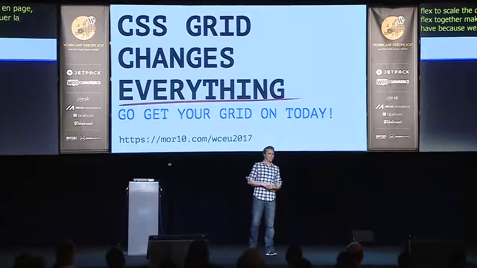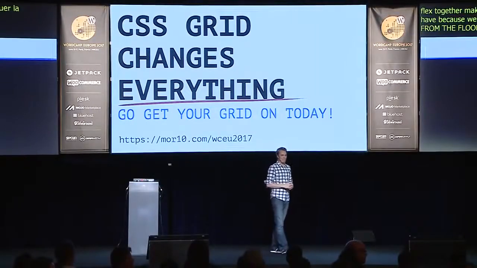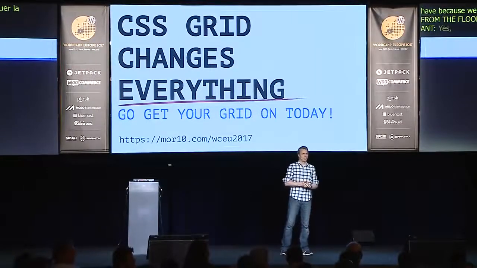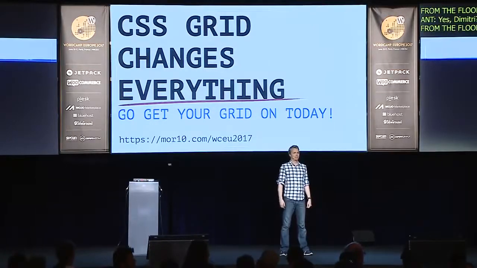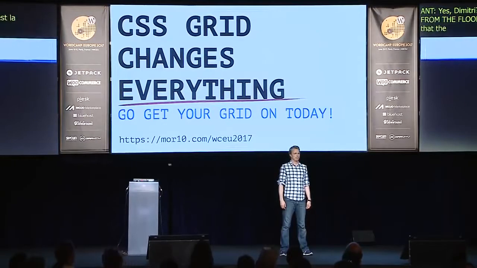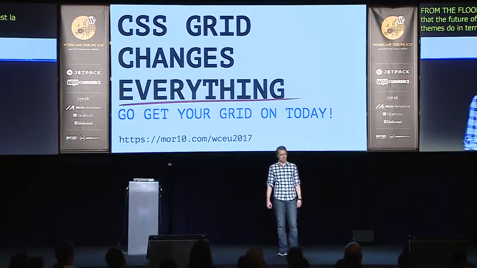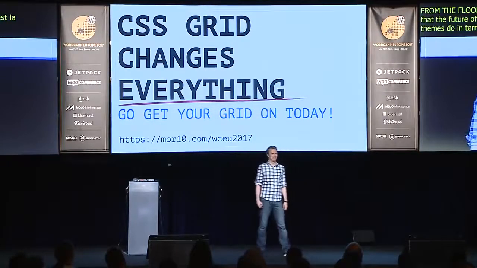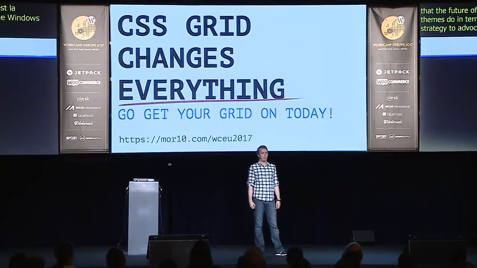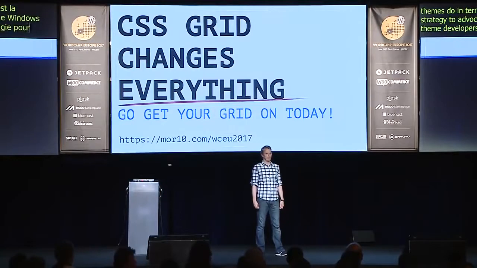Cheers. OK, yes, again, Dmitry. Hi, Morten. Thanks for the great talk. My question is, I know that the future of the web is influenced by what default WordPress themes do in terms of layouts, in terms of CSS, in terms of HTML. Do you have a strategy to advocate CSS Grid to use it in default themes, and how can we as theme developers influence that, and is there a step-by-step guide to use CSS Grid more?